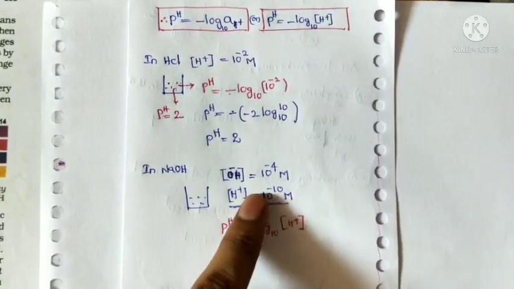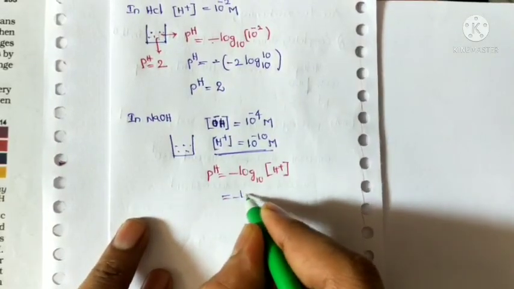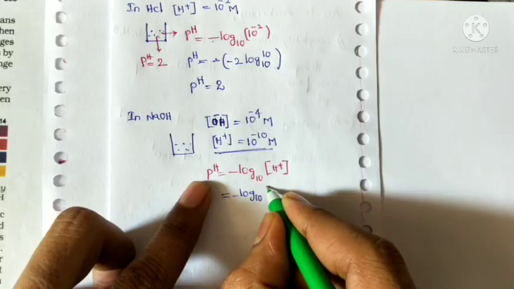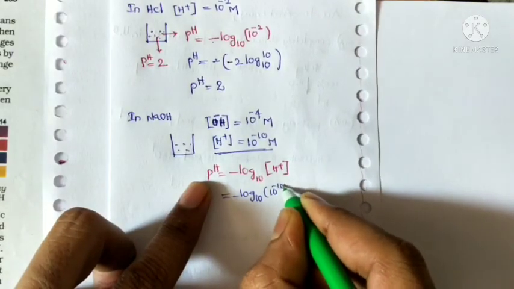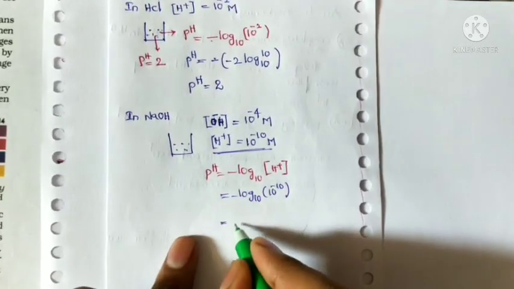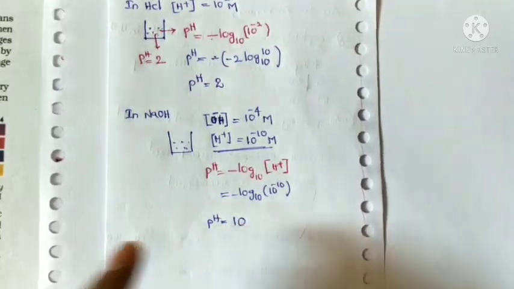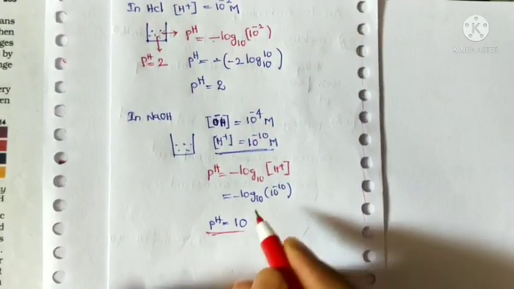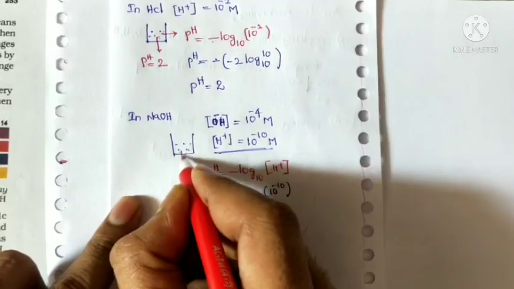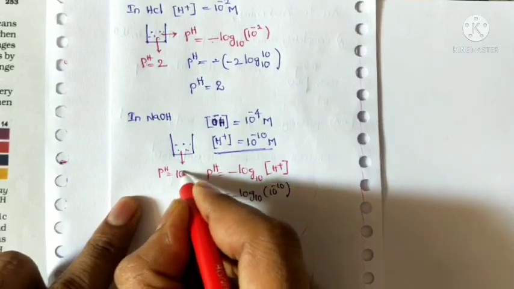So how much is the concentration here? 10 to the power of -10. Here minus times minus, so now the pH value is 10. This is the answer. So in the NaOH solution, how much is the pH value? The pH value of this solution is 10.